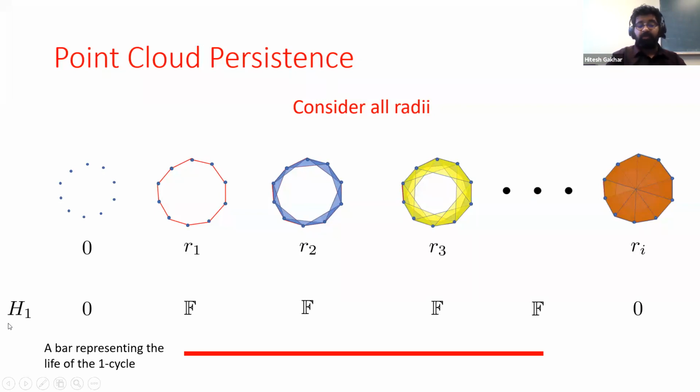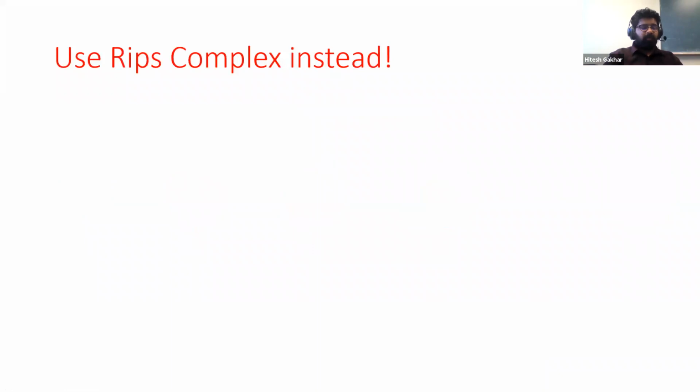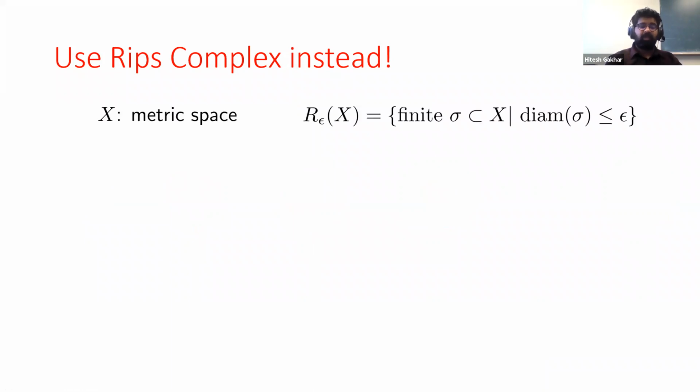If we were to track this one-dimensional feature, the main one hole, it appears at some point, and at some point a two-chain kills it. So its life is going to be represented by this one bar which starts at, let's say, R1 and ends at, let's say, some RJ, where it gets killed by a two-chain. We also talked about that these Čech complexes are hard to compute. So we replace them with Rips complexes.